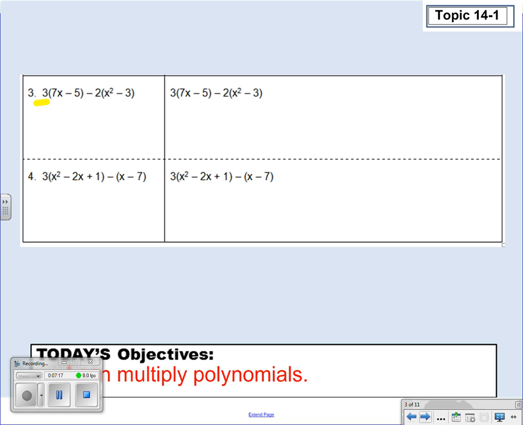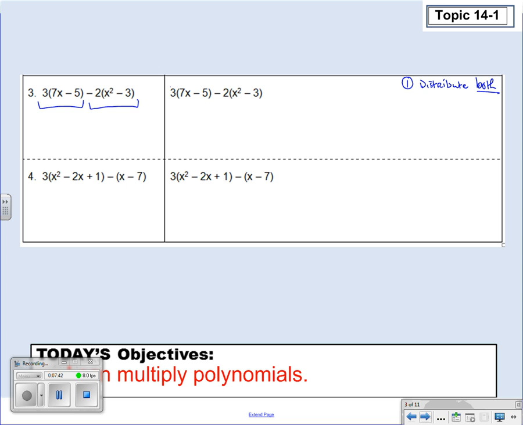monomials times a polynomial, meaning we're going to have to distribute twice. I have this first set that I have to distribute, and then I have a second set that I have to distribute. We're still going to do the same first two steps. So the first step was distribute, and I'm not going to write it all out again, but we're going to distribute both.